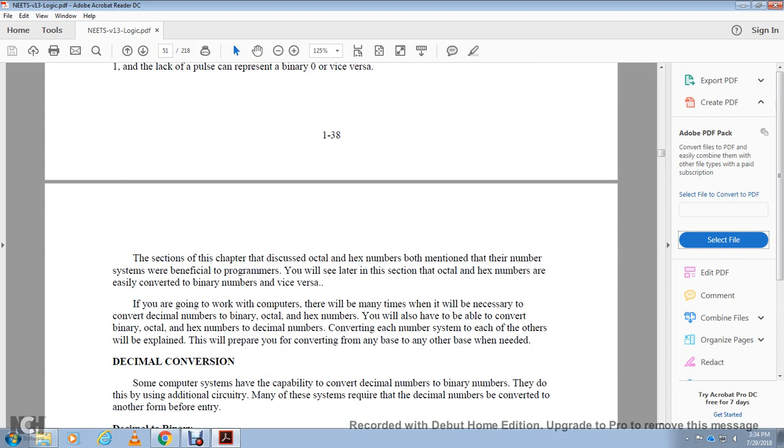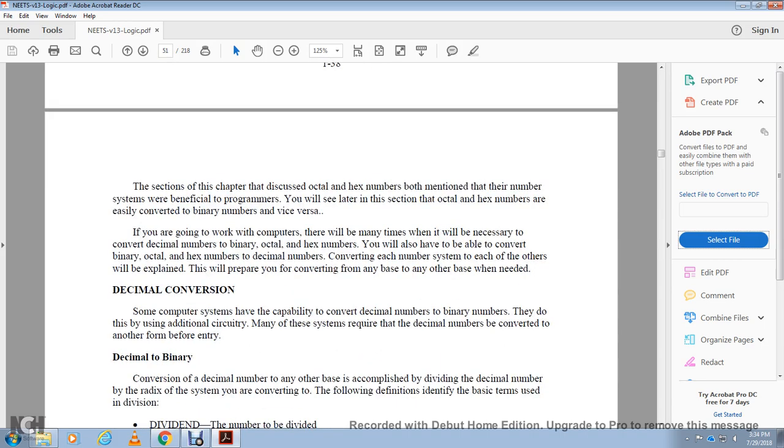Octal and hexadecimal numbers are easily converted into binary numbers or vice versa. If you're going to work with a computer, there will be many times when it will be necessary to convert decimal numbers to binary, octal, and hex numbers. We will also be able to convert binary, octal, and hex numbers to decimal numbers. Converting each number system to the others will be explained. Converting from any base to another base will be needed.